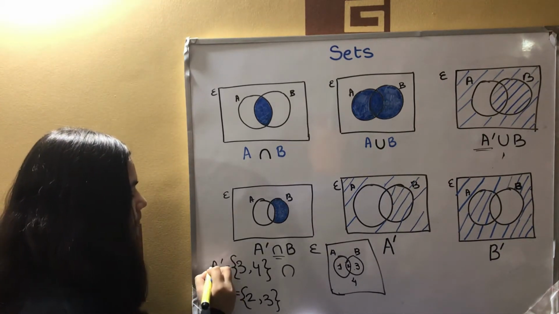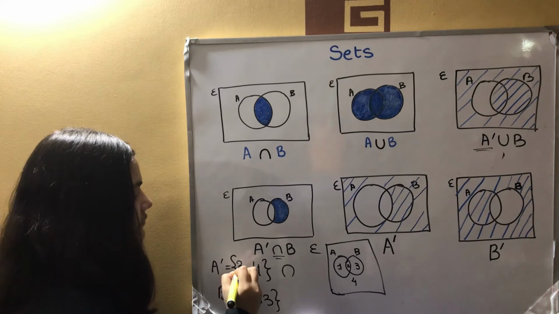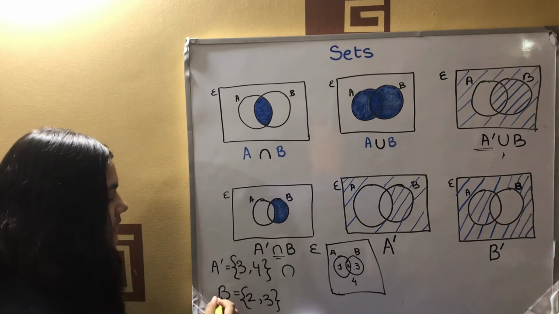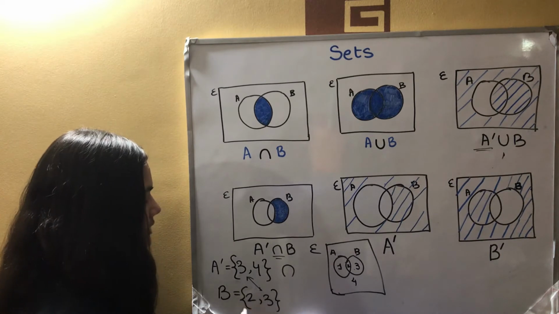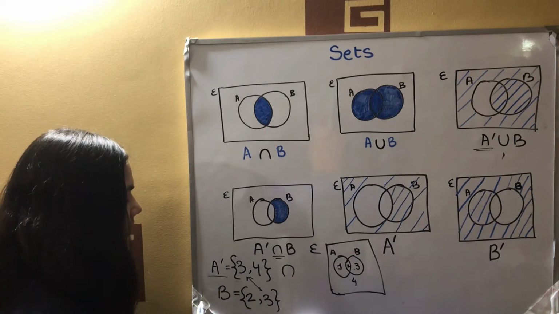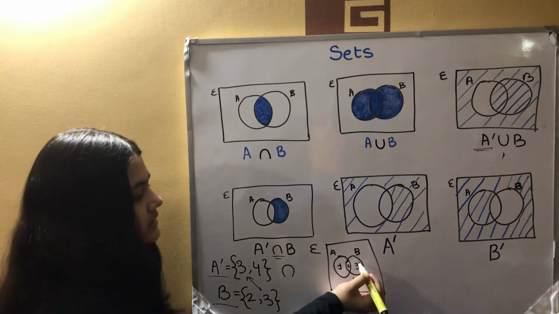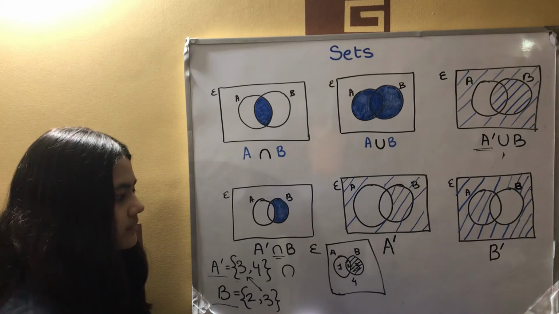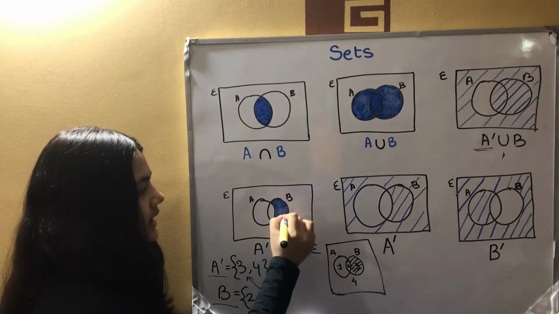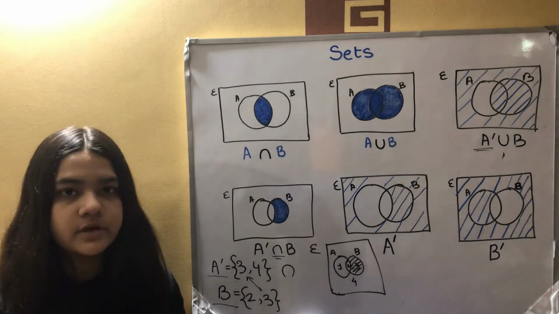In set complement of A, we have 3 and 4, and in set B we have 2 and 3. Only 3 is common in complement of set A and B. So the region we will shade will be only region number 3. So here we have shaded region number 3.